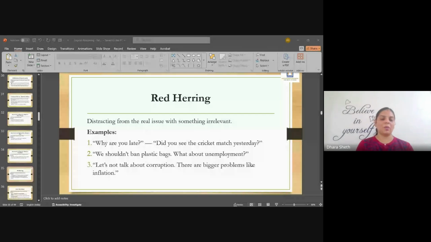Or if they say, why did you not write the truth in your resume? So the answer given is, nowadays companies also lie to employees, which is not a logical argument for why you lied on your resume. That is called red herring, distracting from the real issue with something irrelevant. Clear with this? Red herring. Next.